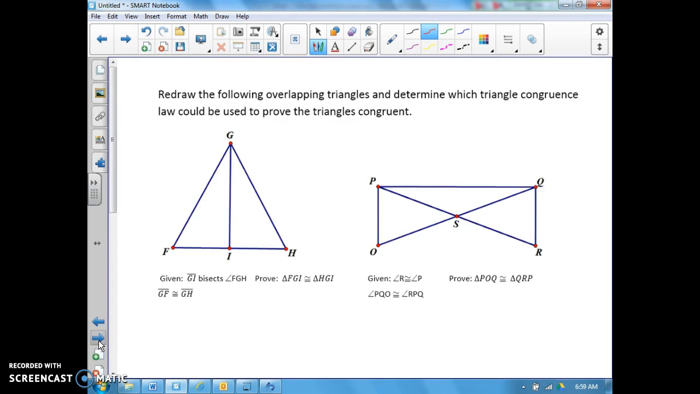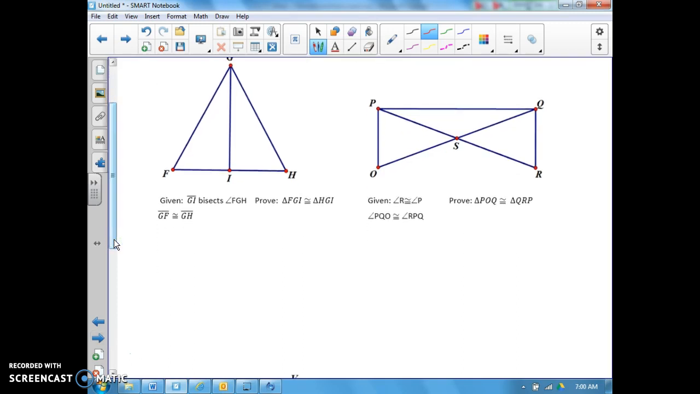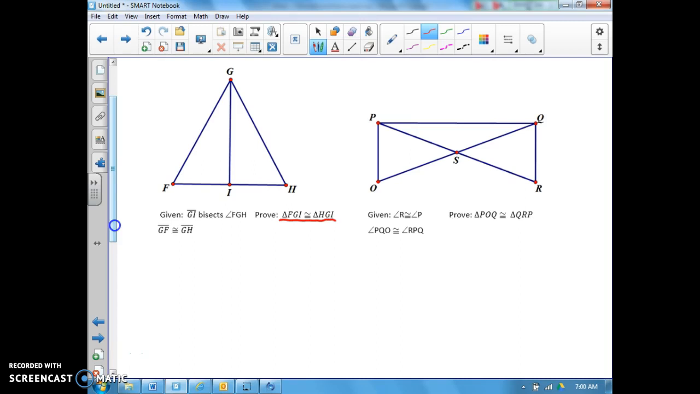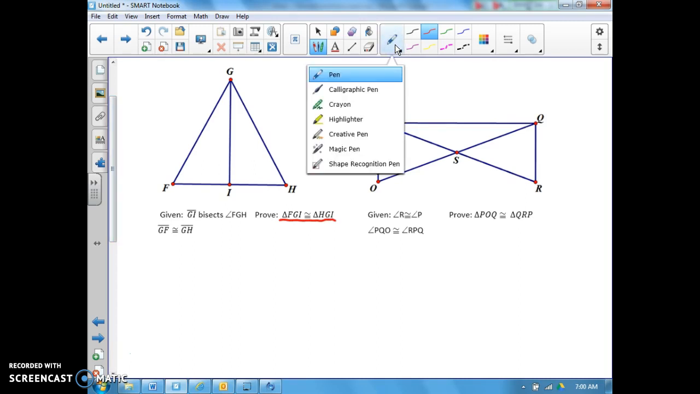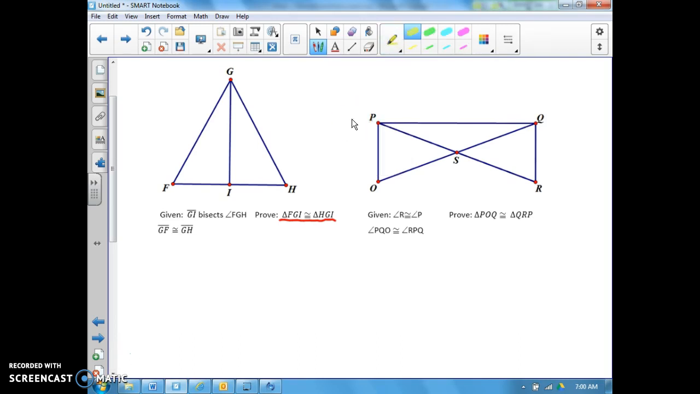Okay. Next thing we need to worry about are overlapping triangles. And overlapping triangles are phenomenal if you know how to deal with them. The key to these is to redraw them, separate them, relabel them, and then do the proof. So, looking at this, I am trying to prove FGI is congruent to HGI. This is where I would probably use a highlighter or something with color to help me see the different triangles and their overlap. So FGI, lovely, and then HGI. Now what I'm seeing is that there is an overlap on GI. That's going to be really important.